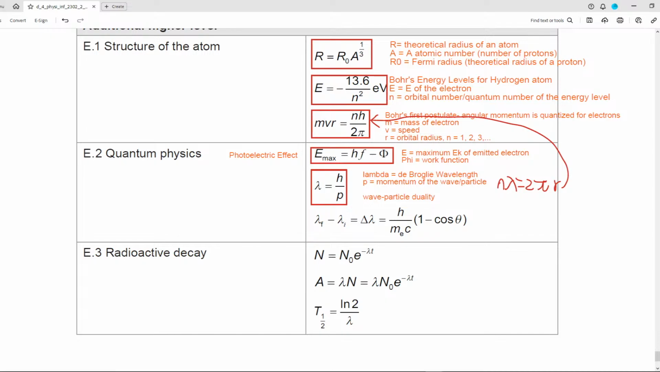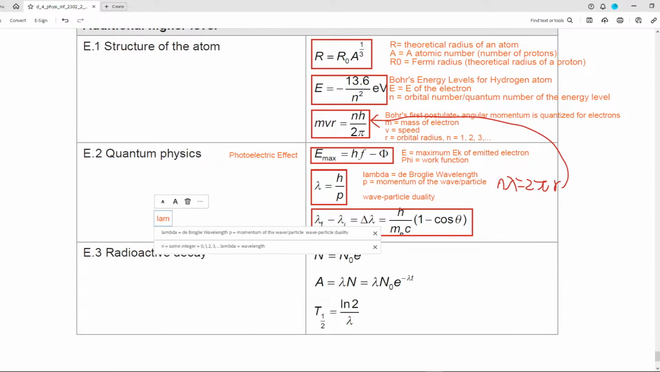Last but not least is Compton scattering. Compton scattering is another evidence for the quantum property of light. This is the scattering formula. So lambda here is the wavelengths before and after scattering.